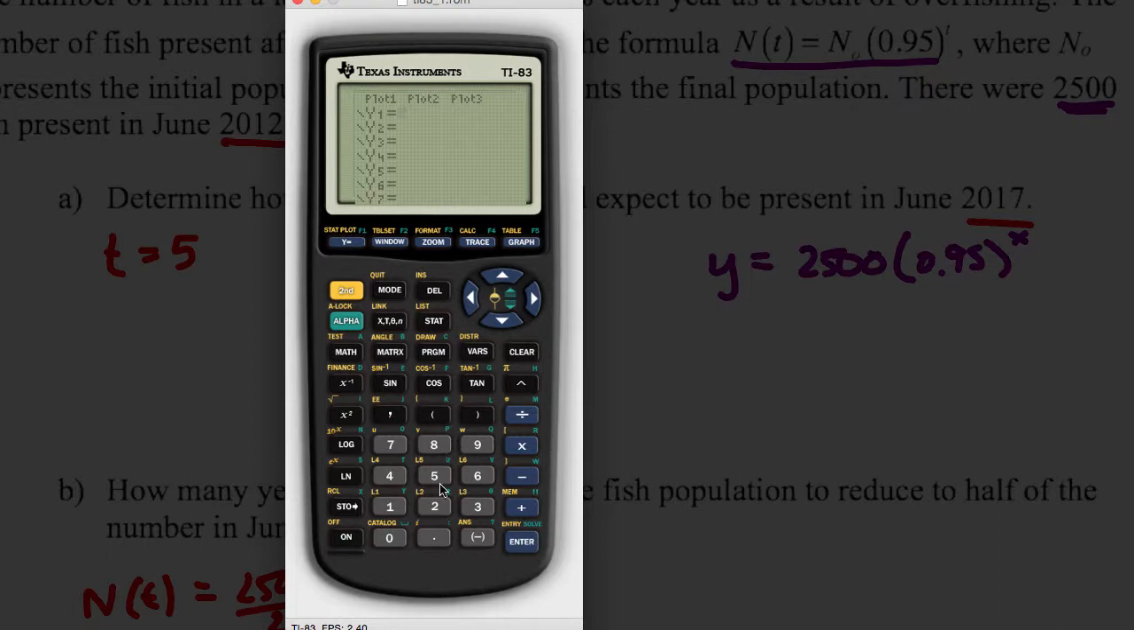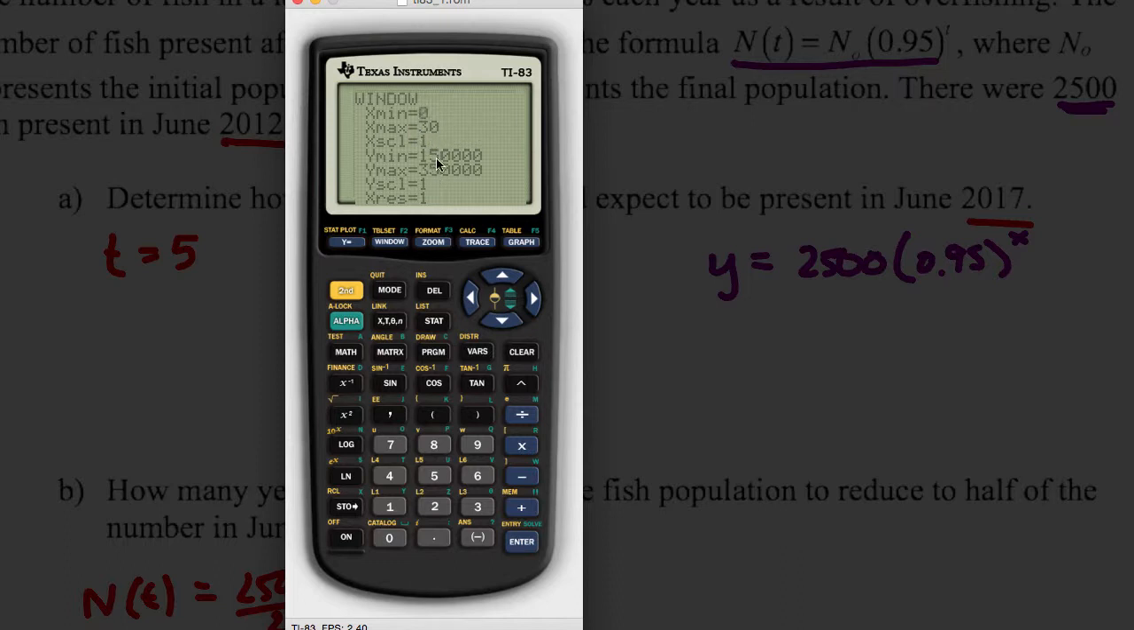So we're going to enter in 2,500. I'll do it with the keyboard, it's a little faster. For some reason you can't use the keyboard on this emulator for bracket, so there's my bracket. 0.95, close that bracket, raise that to the x power, so this button right there, and that is graphed. Now window, let's go to our window. So in terms of time, we're interested in years passing by. We could try 0 to 30 years.